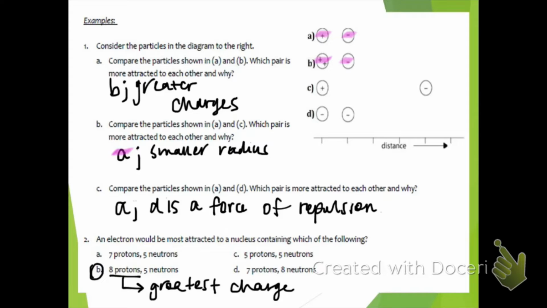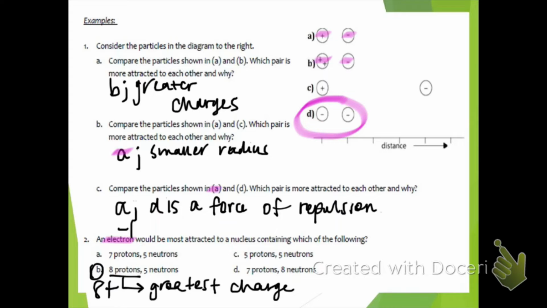Part C, A is going to be more attraction because D is actually a force of repulsion. We have like charges there, and like charges are going to repel each other. Then lastly, number 2, an electron which has a -1 charge is going to be most attracted to B. B has a positive charge, which is the greatest charge out of all those. And we don't care about the neutrons. Neutrons are neutral. They're not part of this whole attractive and repulsing game.